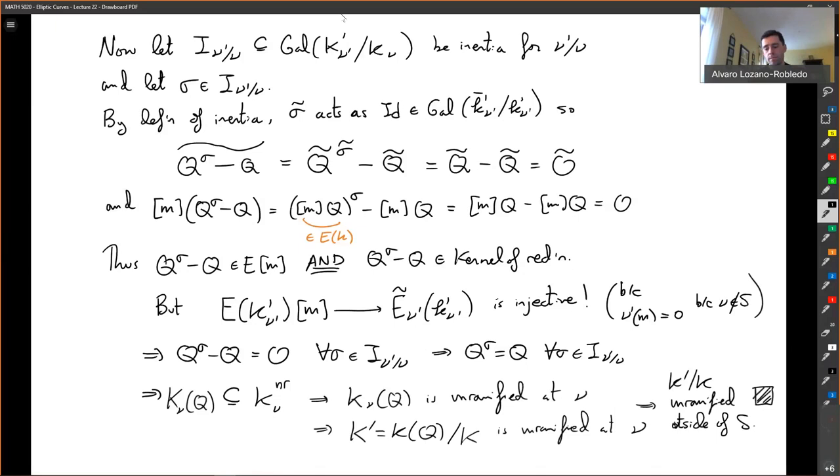We've done this trick before: by knowing that the M torsion is injective, if I prove that something maps to zero under reduction, then it has to be zero to begin with. And I've used that to prove that Q itself is fixed by inertia, and therefore the extension obtained by adjoining Q doesn't ramify at nu, and therefore the global extension is unramified at that prime.